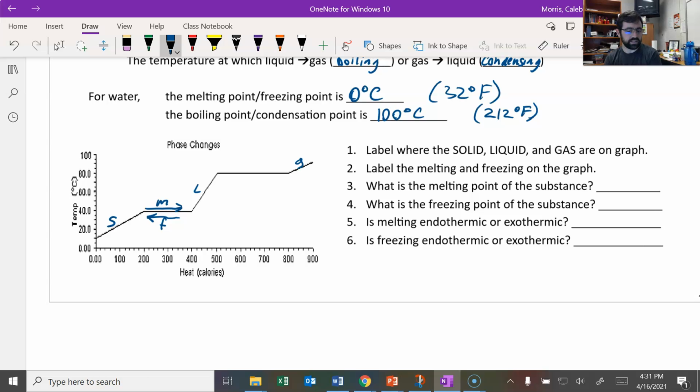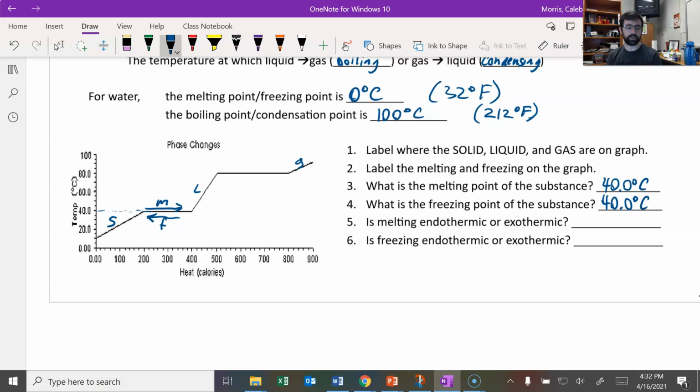What's the melting point of the substance? Well, the melting point is the temperature at which the melting occurs. So that would be right about there, 40 degrees Celsius. What's the freezing point of the substance? It's the same temperature. The only difference is whether we're heating it up or whether we're cooling it down. Since it's the same temperature, we would just put 40.0 degrees Celsius for the freezing point as well. Again, the difference is just whether we're cooling down or warming up.